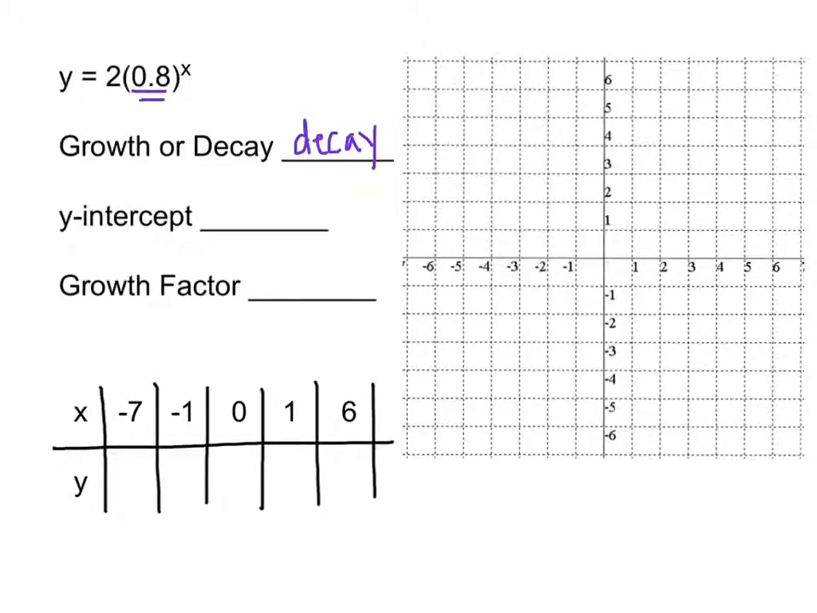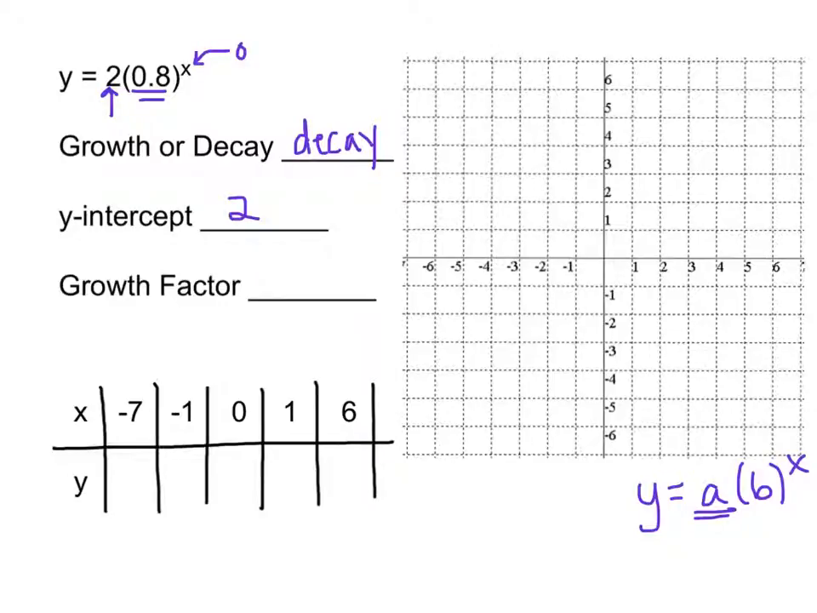The y-intercept, two ways to find a y-intercept. You can take your x and plug in a 0. When you plug in a 0, 2 times 0.8 raised to the 0 power, you're going to get back 2. The y-intercept also will be this number that's out in front of the 0.8 every time. If you think about y equals a b to the x power, it's always going to be that first one, not the one that has the exponent with x, but the one before it.